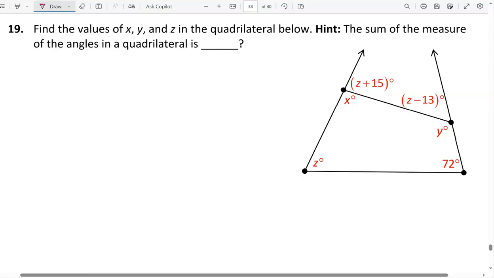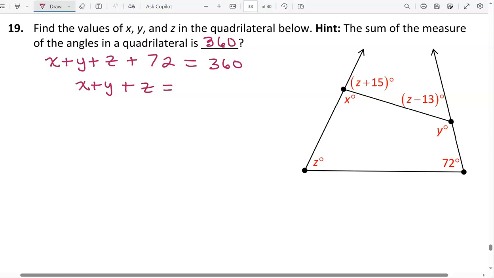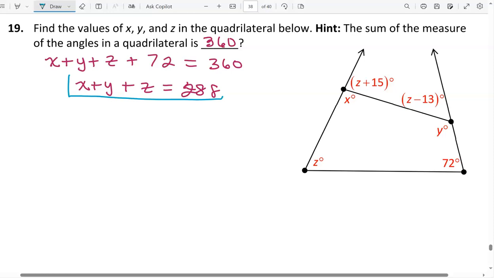All right, in 19, we have a quadrilateral, and please remember that the sum of the angles in a quadrilateral is 360. So one equation that we can write is x plus y plus z plus 72 is equal to 360. We're going to want to put that in standard form. x plus y plus z is equal to, and then subtract 72 off, and that would be 288. So there's one of our three equations.